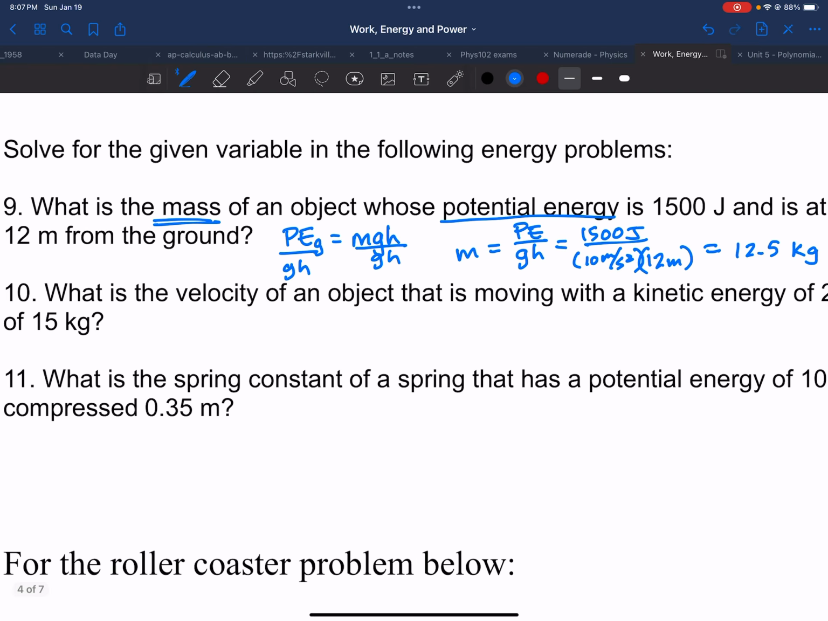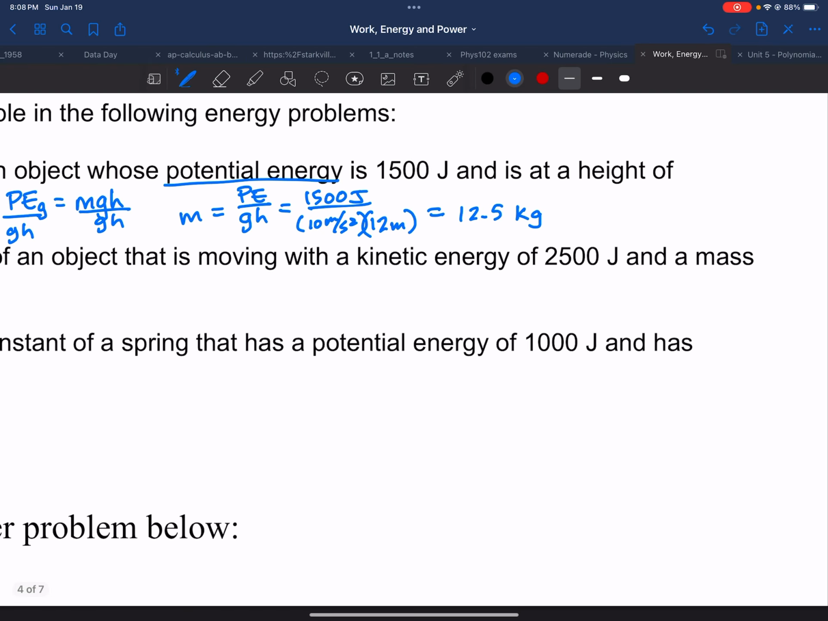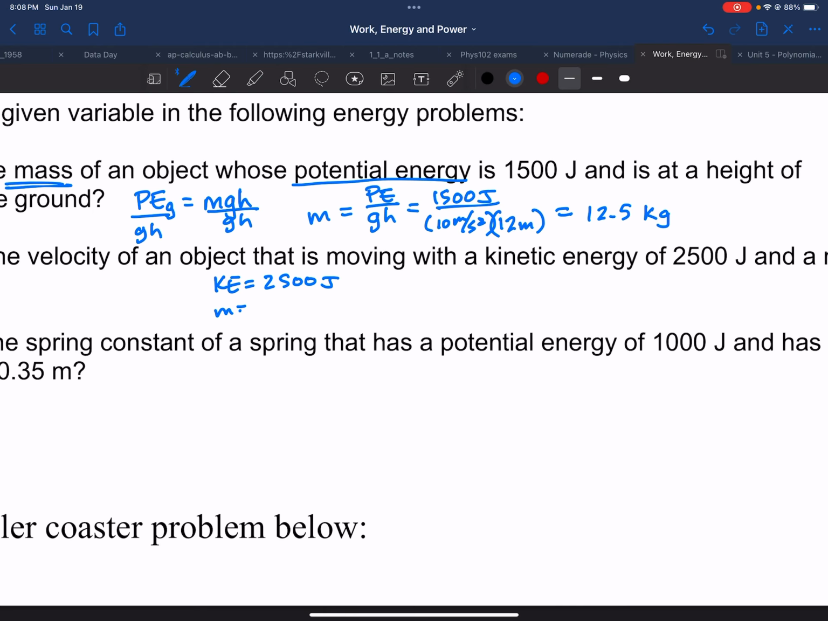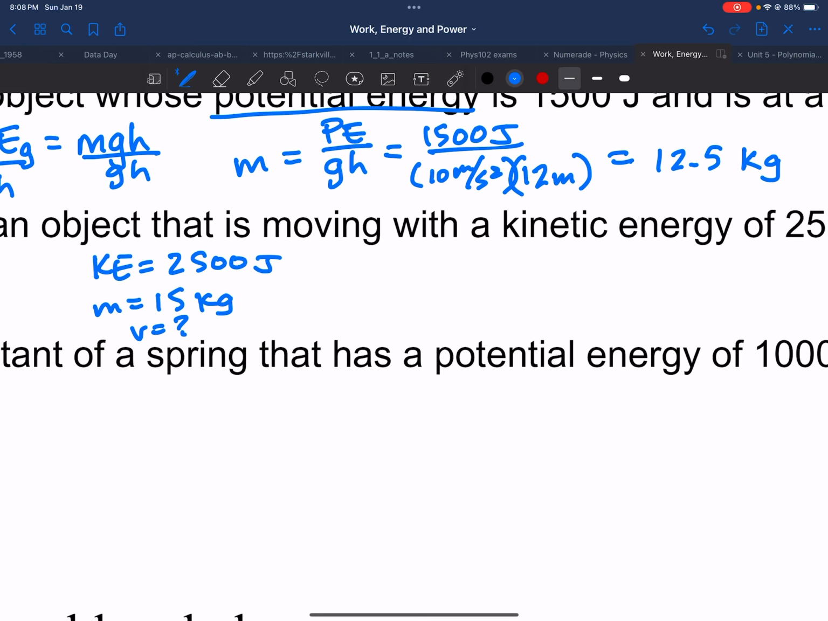Okay, number 10, what is the velocity of an object that is moving with a kinetic energy? So KE is 2,500 joules and a mass of 15 kilograms, and we want to know velocity. So our equation for kinetic energy is equal to 1/2 mv squared. If we're solving for v, to get rid of the 1/2, we have to multiply both sides by 2. And then to get rid of the m, we're just going to divide both sides by m. And then to handle the square, we're going to take the square root of both sides.